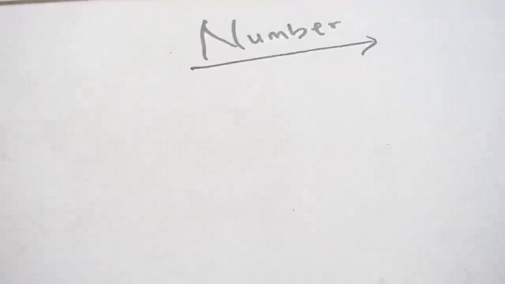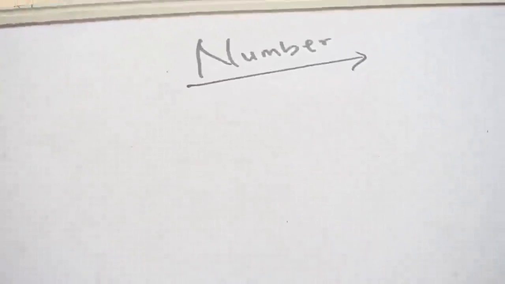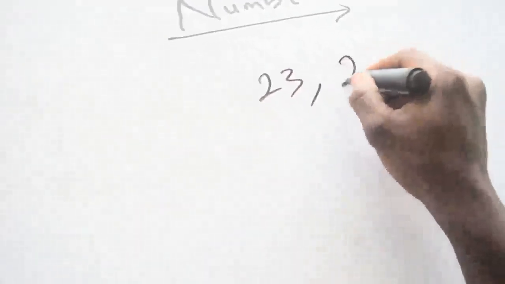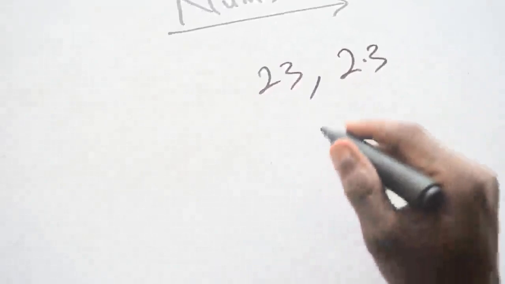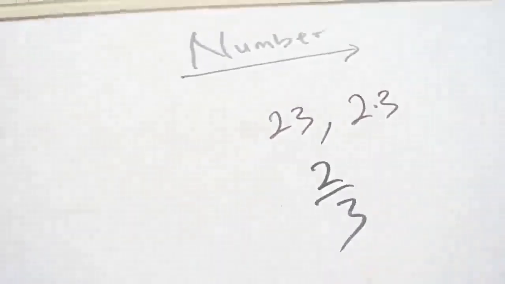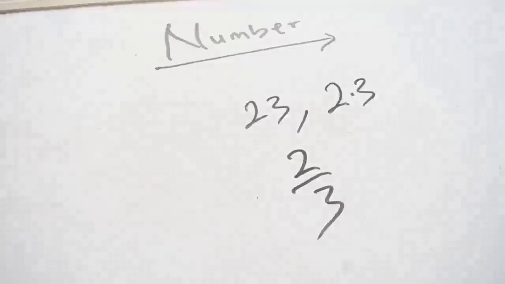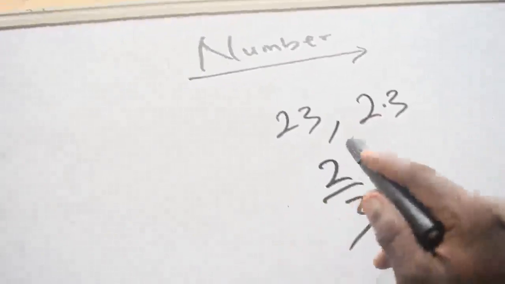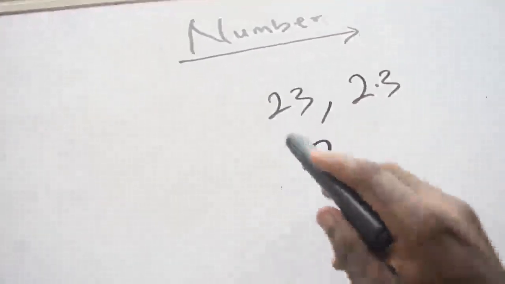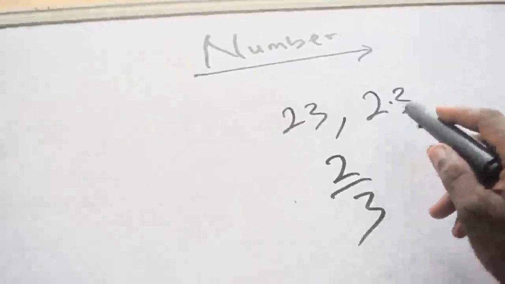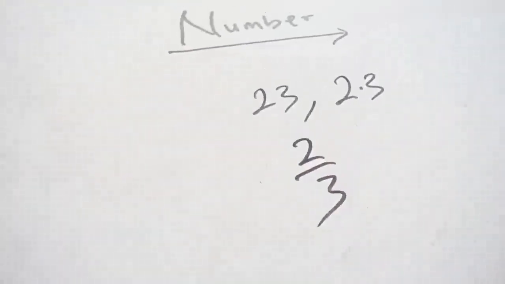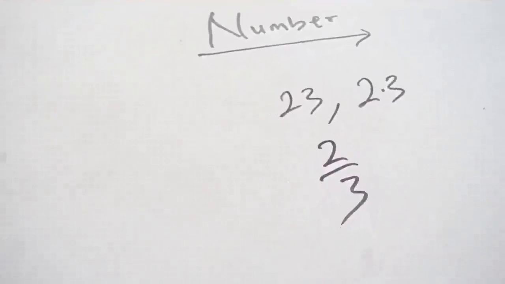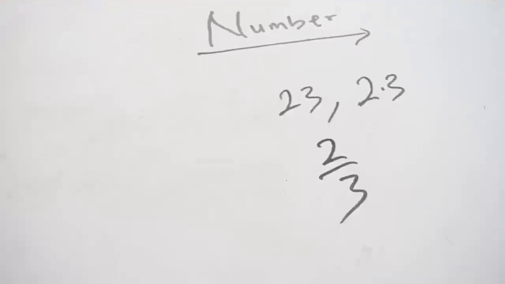So when somebody talks about numbers, you discover that we have something like 23. A number could also be in this form, 2.3. A number could also be in this form, 2/3. These three are different numbers. So you cannot say all of them are the same, even though they are numbers, because 23 is different from 2.3, and 2.3 is different from 2/3. All of them are what? Numbers. Alright, so the question is, what are the various types of numbers in mathematics?